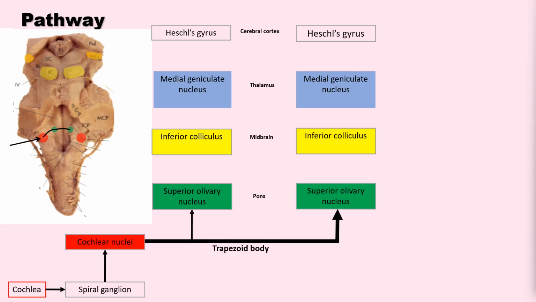Here, most of the fibres will decussate or cross over to the other side before ascending. Not all of the fibres cross. Some will remain on the ipsilateral side to the first order neurons. These fibres then synapse in the superior olivary nuclei and enter the lateral lemniscus tract. As they travel up to the caudal midbrain, more specifically to the inferior colliculus, the fibre enters, they synapse again.